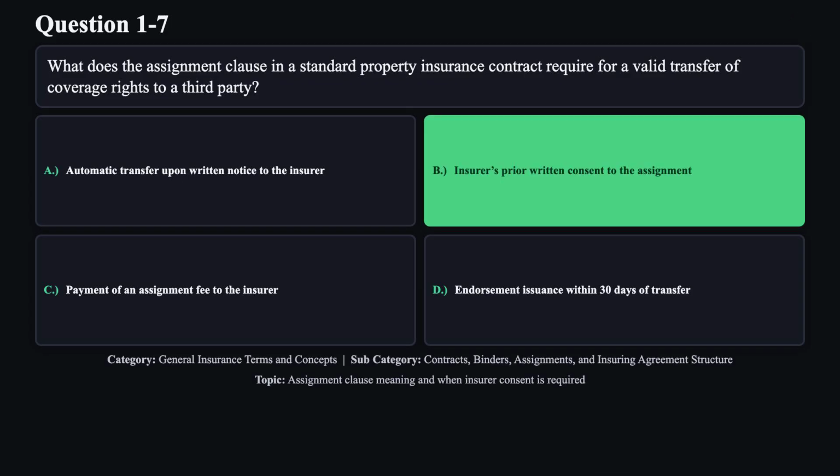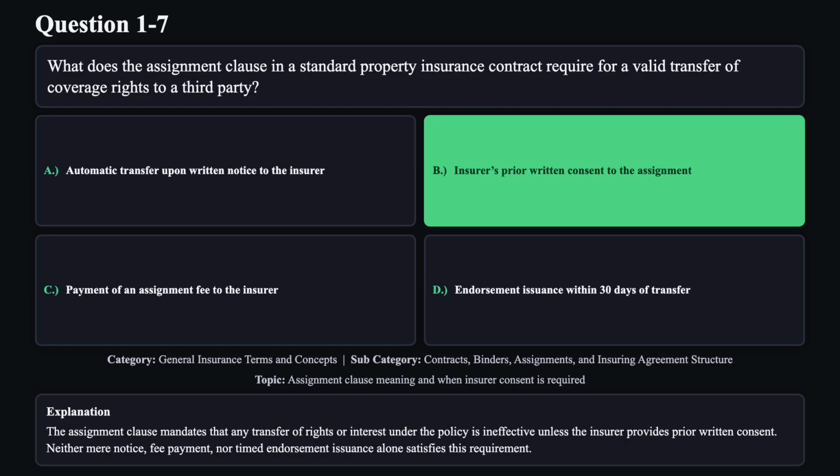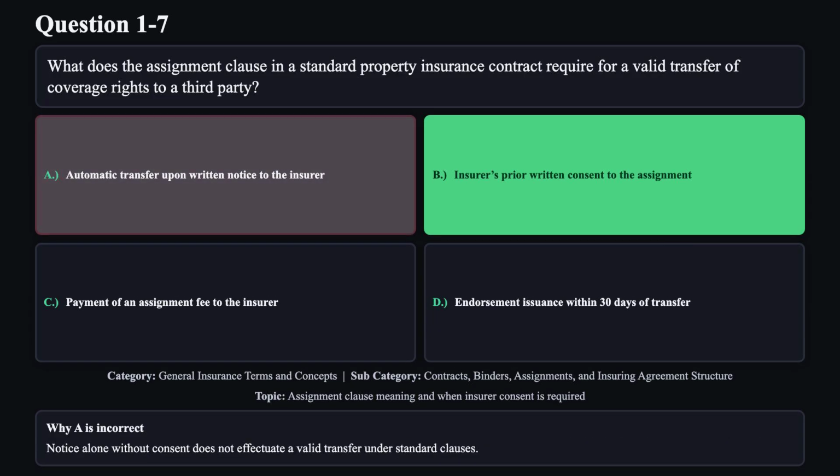The correct answer is B. The assignment clause mandates that any transfer of rights or interest under the policy is ineffective unless the insurer provides prior written consent. Neither mere notice, fee payment, nor timed endorsement issuance alone satisfies this requirement. Reason A is not correct. Notice alone without consent does not effectuate a valid transfer under standard clauses.